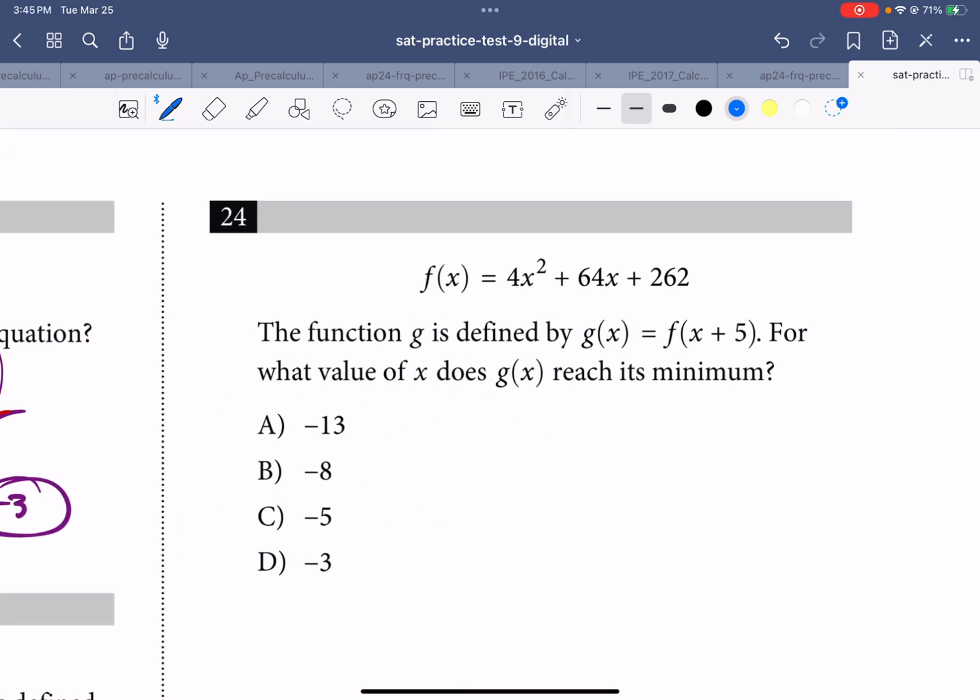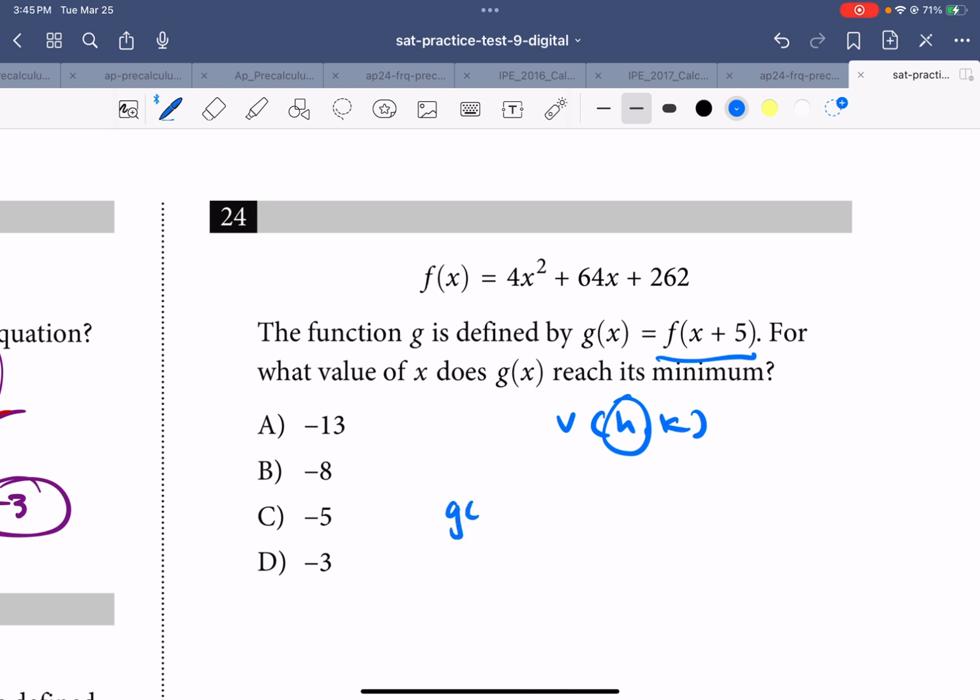Number 24. You have a quadratic equation. The function g is defined. g of x is f of x minus 5. Again, this is a horizontal translation, 5 units to the left. And at what value of x does g of x reach its minimum? So they ask you for the x value. Remember the vertex h and k. So find your g of x and then solve for h. Not the minimum itself, but at what x value the function g of x has a minimum. So the h value they are asking for.